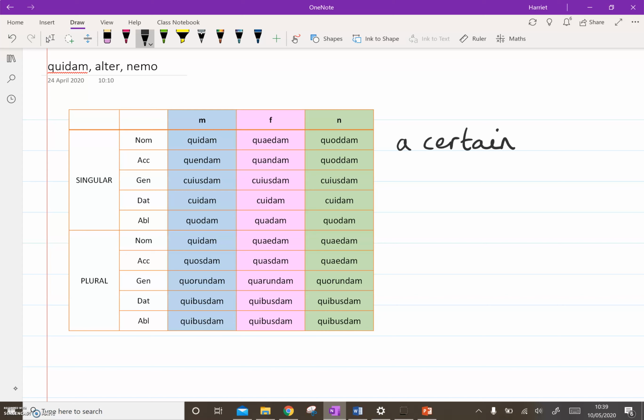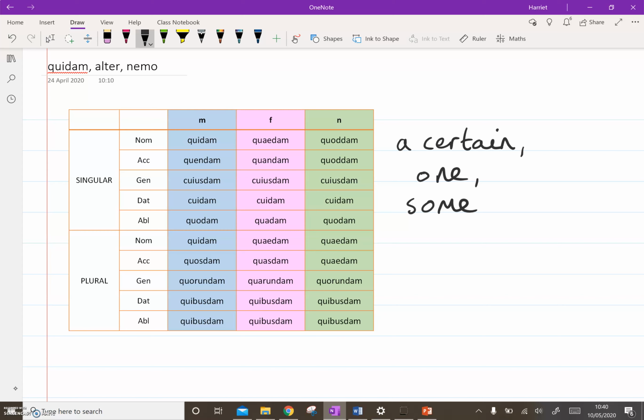It can also mean one, and if it's plural, then it means some. So we saw some women, etc. Obviously, those are quite different translations, but that's just the way this word works. And obviously, it's all about context when you decide which translation you go for.